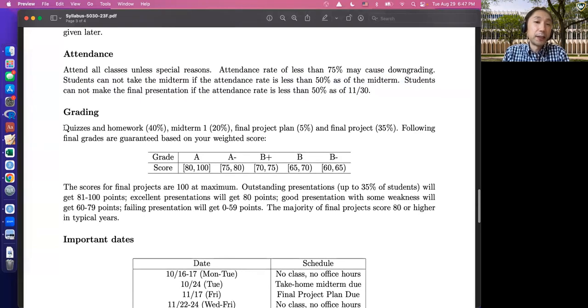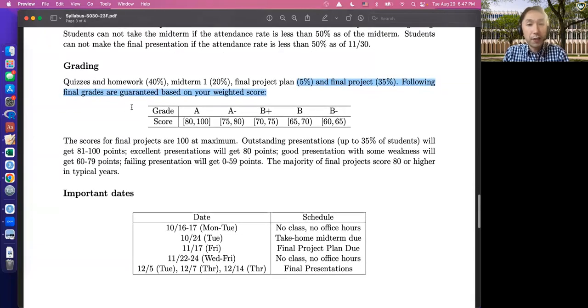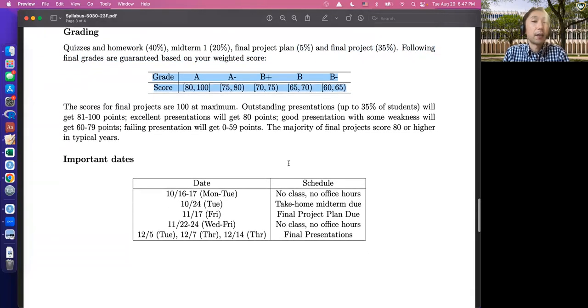And the grading: quizzes and homework, 40%, midterm, 20%, and final project, 40%. Maybe 5% for the plan, 35% for the final project. And the grading scale is this. The scores for the final projects are 100 at maximum, but only up to 35% of students can get more than 80 points. So only outstanding presentations will get 81 to 100 points.